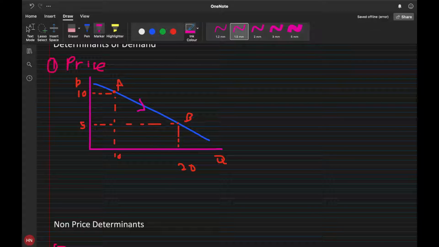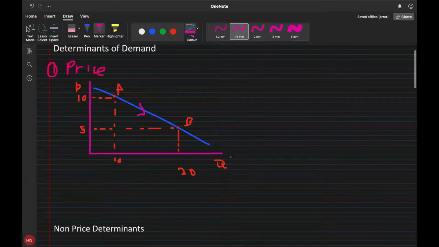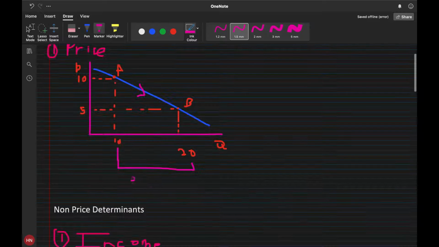Because of this, the quantity that is being demanded increases. So this shows us the relationship: when there is a decrease in price, there is always an increase in quantity demanded. And so that's one determinant of demand, that whenever price goes down, quantity demanded actually goes up. And this increase from 10 to 20 is known as an extension of demand.